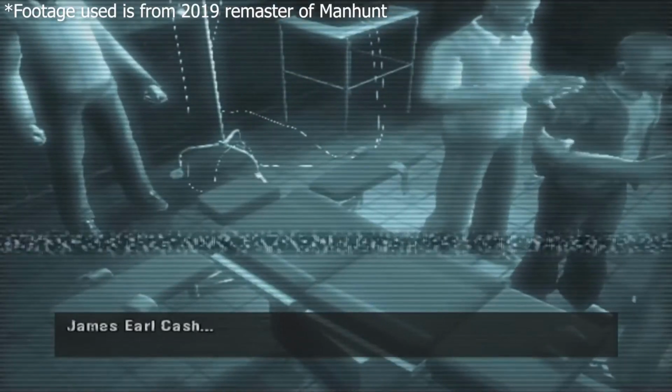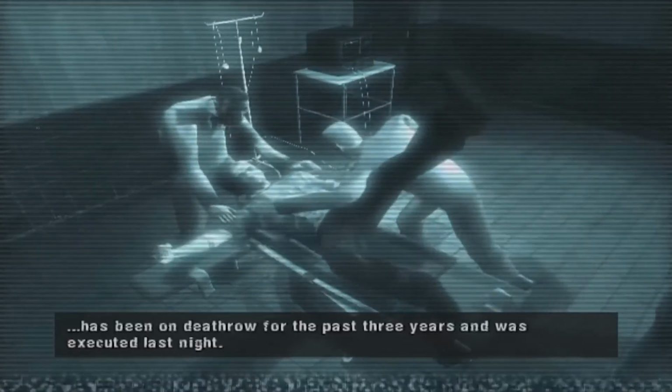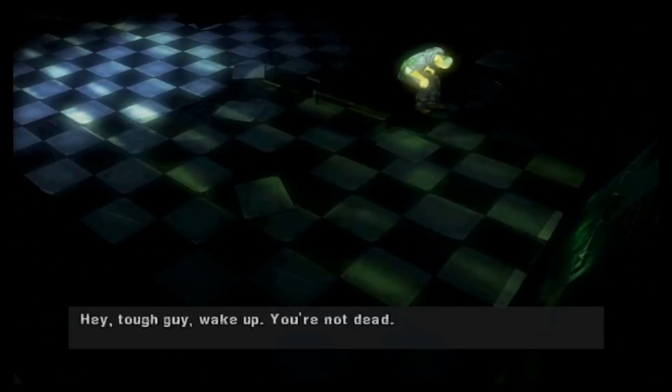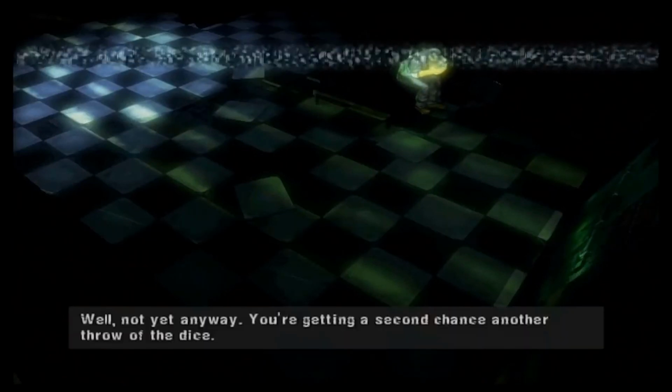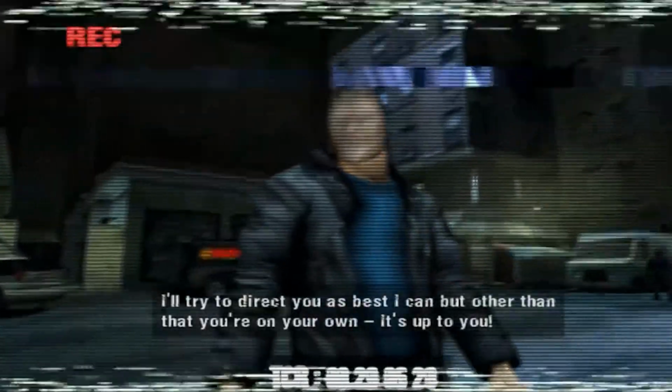Now let's look at the final ethical design that I wanted to discuss. And to do that, we're going to have a look at Manhunt, a game by Rockstar Games that was made in 2003, which is the company that you might remember from Grand Theft Auto. In Manhunt, you play as James Earl Cash, an inmate who was supposed to be executed on death row. However, his execution was faked and he now finds himself forced to participate in a series of snuff films created by someone who refers to himself as the director.